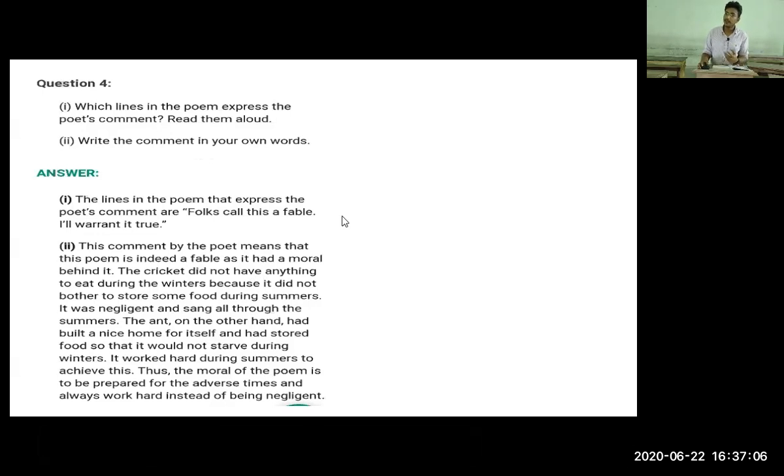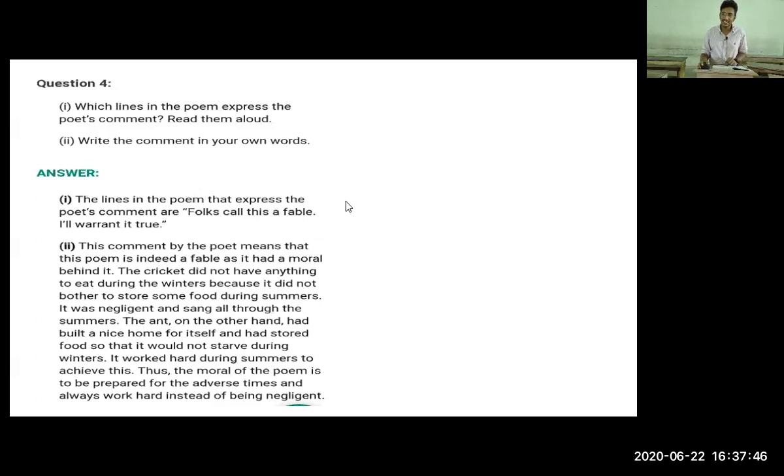Second part: this comment by the poet means that this poem is indeed a fable as it has a moral behind it. The cricket did not have anything to eat during the winters because it did not bother to store some food during summers. It was negligent and sang all through the summers. The ant, on the other hand, had built a nice home for itself and had stored food so that it would not starve during winters. It worked hard during summers to achieve this. Thus, the moral of the poem is to be prepared for adverse times and always work hard instead of being negligent.